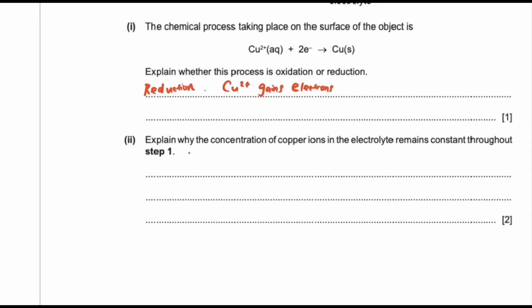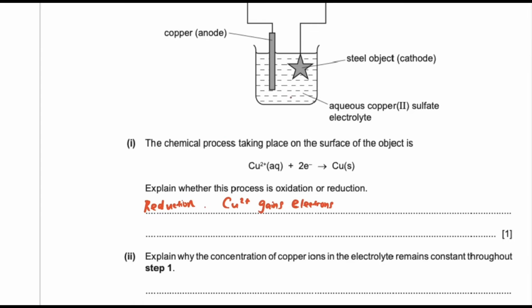So now let's look at part two. Explain why the concentration of copper ions in the electrolyte remains constant throughout step one. Try to imagine that from part one, the Cu2+ from the electrolyte seems like taking electron and stick here. So logically, you may feel like, oh, the concentration of Cu2+ should decrease. But the thing is, they said it remains the same.